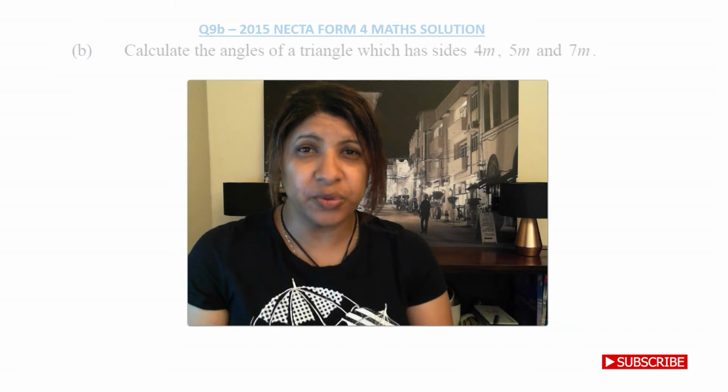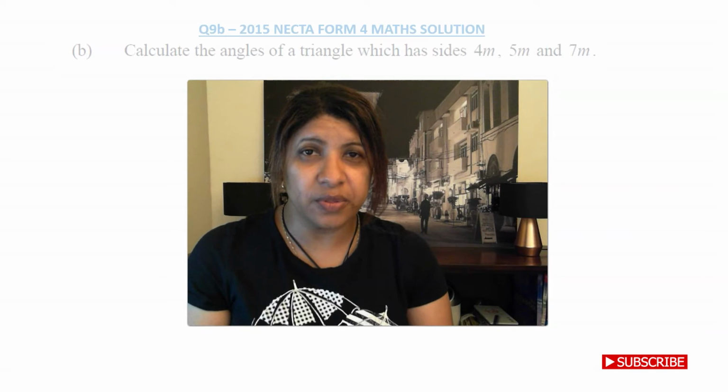We're going to do question 9 part B from the NECTA 2015 Form 4 Math paper. Part A has already been completed; you will find it in the 2015 playlist. This question is about finding angles in a triangle given the three sides, so we're going to use the cosine rule and the sine rule in order to find the missing angles.